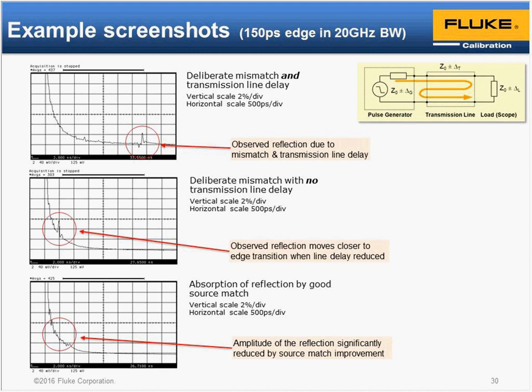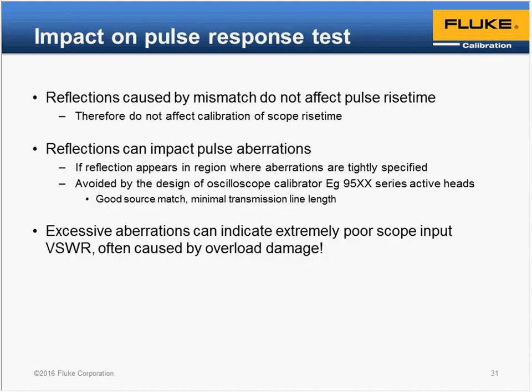That's why we have to be very careful in designing these oscilloscope calibrators and their pulse generators, and the way that we deliver the signals into the scope, to make sure that we have a situation where all of the reflections are absorbed. We do that by ensuring a good source match and minimizing the transmission lengths.